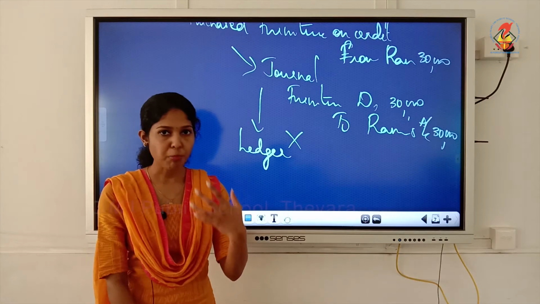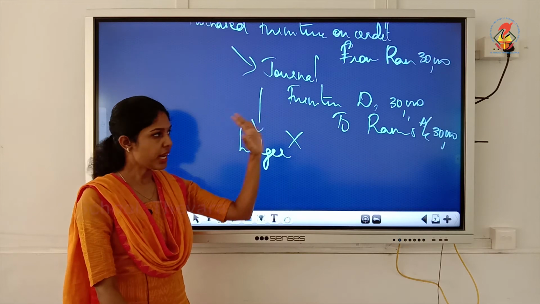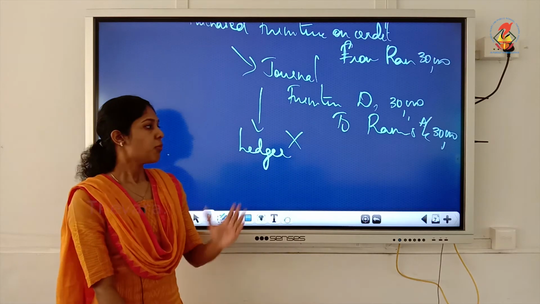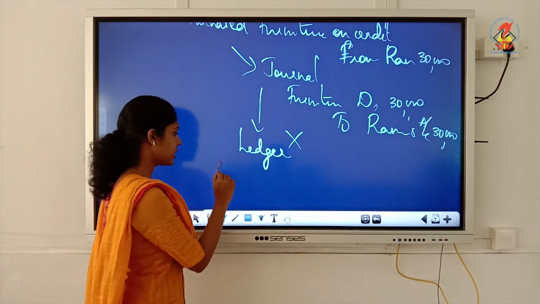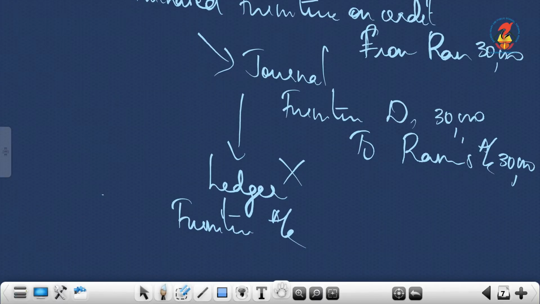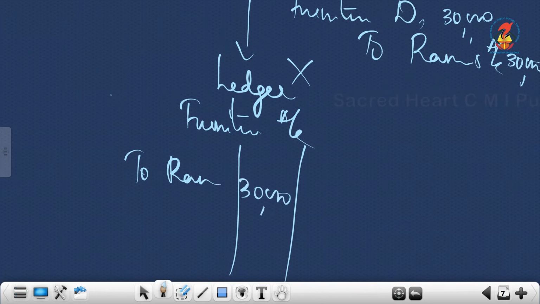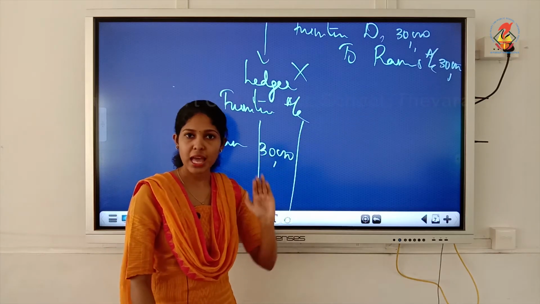If it is error of partial omission, suppose you recorded this journal entry in journal, amounts also you wrote correctly, but when you posted it into ledger, you prepared furniture account, the ledger account, and you posted it as to Ram, the debit side you wrote and the amount also you wrote 30,000, but you omitted or you forgot to prepare Ram's account. So, here furniture is getting debited with 30,000, but credit side, I mean Ram's account, we haven't prepared.